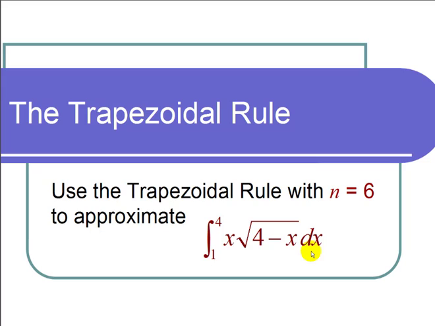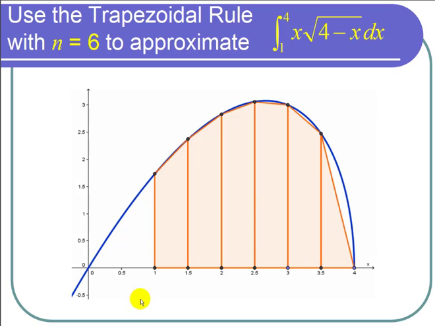So let's start by drawing a picture that shows the trapezoids. So here's the graph of y equals x times the square root of 4 minus x. And we can see 6 trapezoids. Each of the trapezoids has base on the x-axis, and their tops are on the curve f of x equals x times the square root of 4 minus x. And we can see that the area bounded by the trapezoids is pretty close to the area bounded by the curves. Only this last trapezoid has a bit of an error.